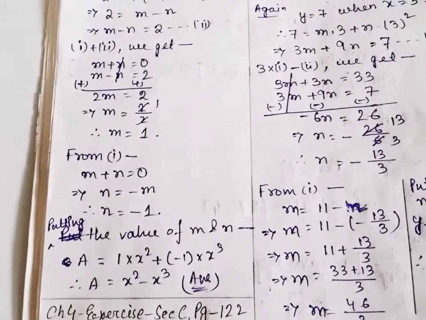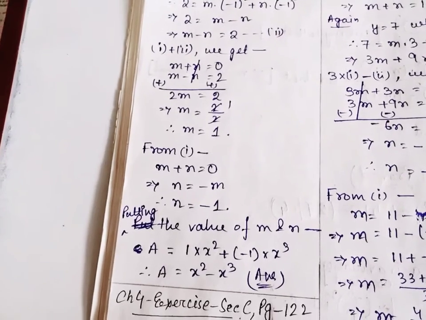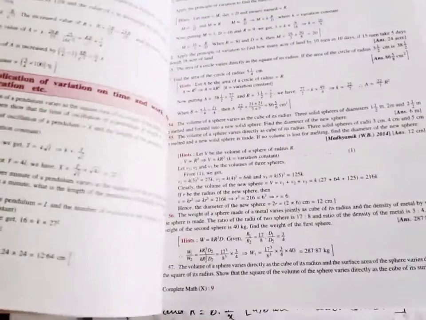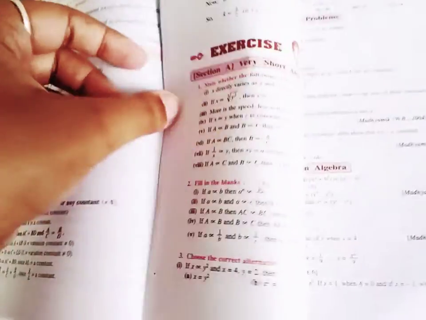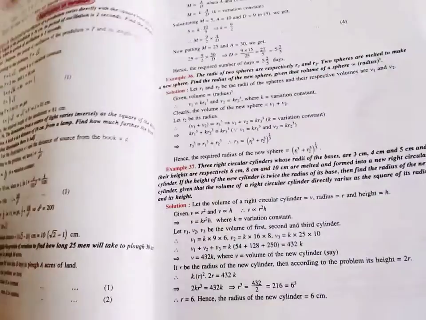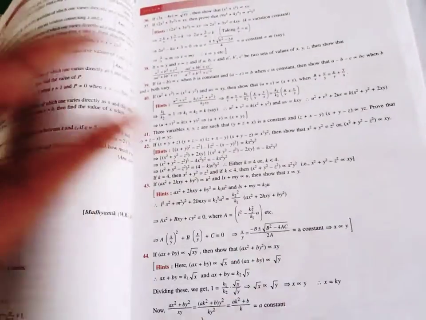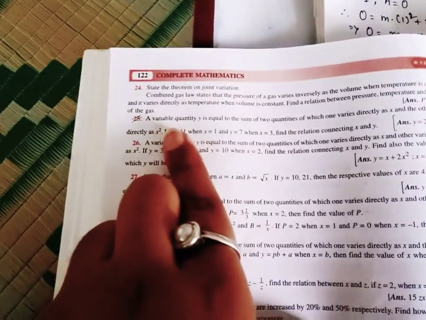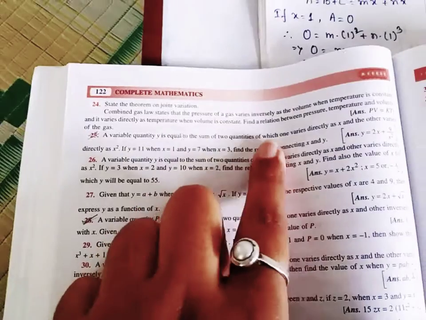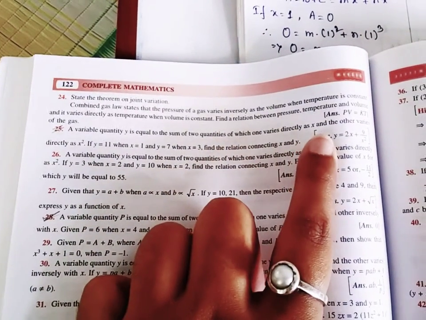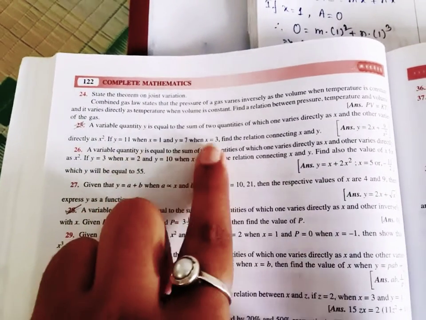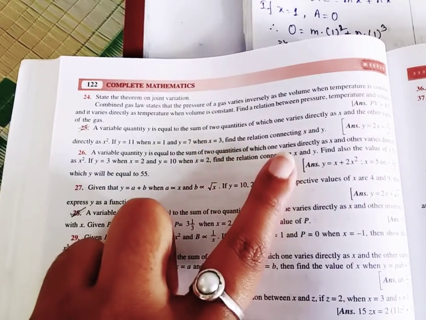Okay. Now there is another math using the same kind of thing, we will solve it. It is said that a variable quantity y is equal to the sum of two quantities, of which one varies directly with x, the other varies directly with x square. If y equal to 11 when x equal to 1 and y is 7 when x is 3, find the relation connecting x and y.